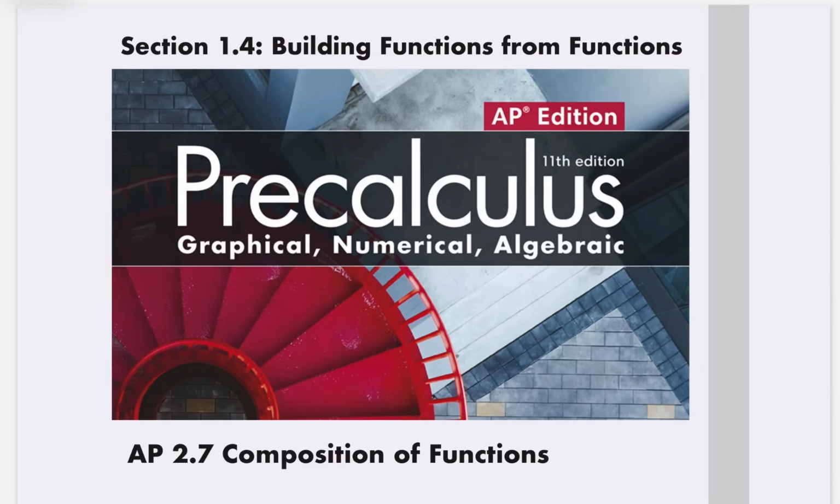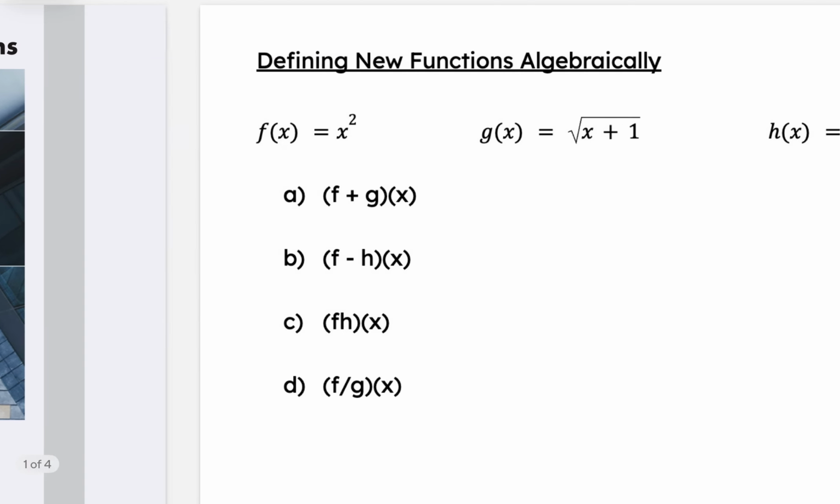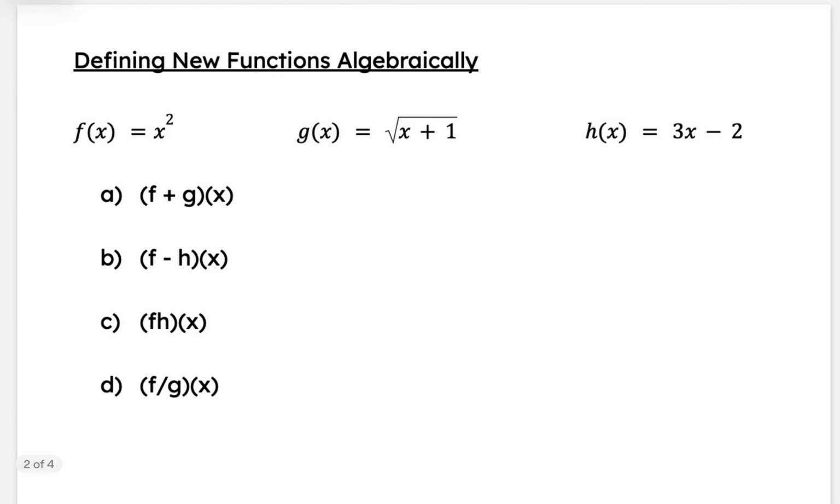This is section 1.4, which is building functions from functions. The AP Precalculus standard that this is tied to is 2.7, which is composition of functions. So the first thing that we're looking at is defining new functions algebraically. If we are given f of x equals x squared, g of x equals square root of x plus 1, and h of x equals 3x minus 2, we're finding the different combinations and compositions of functions.